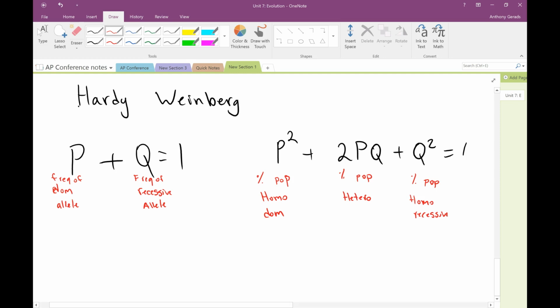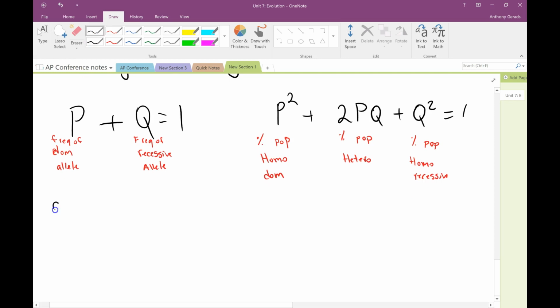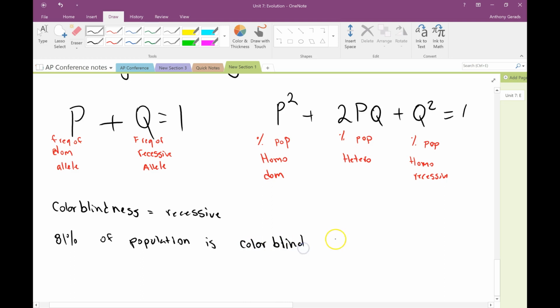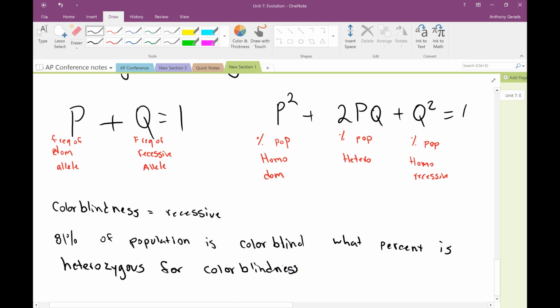I'll let you finish this, and we're going to do a practice problem. So let's say color blindness equals recessive. And let's say 81% of the population is colorblind. What percent is heterozygous for colorblindness? That's our question.